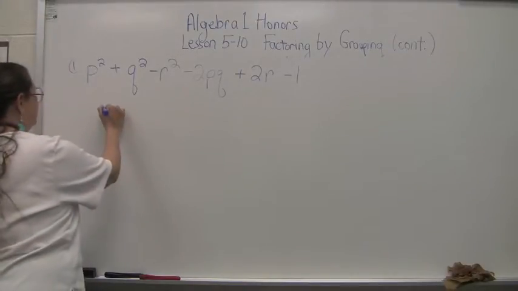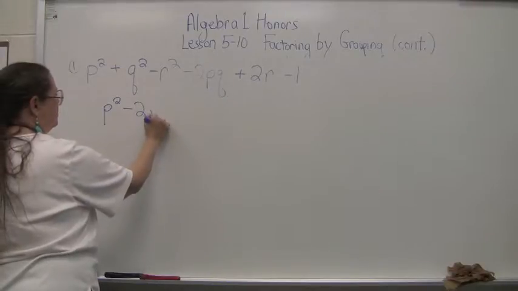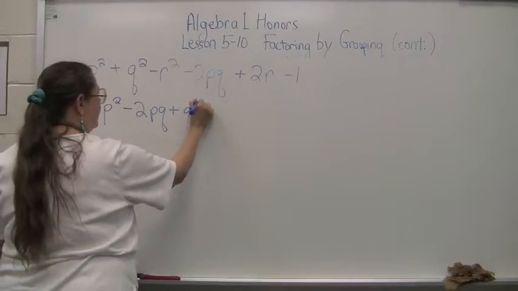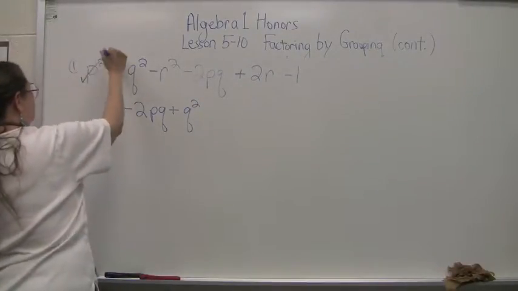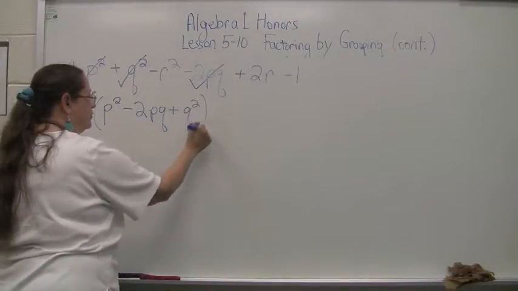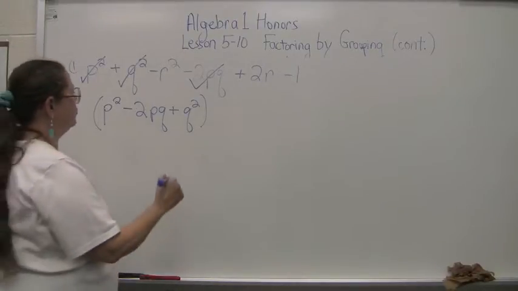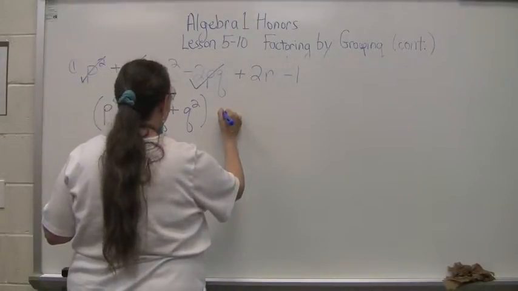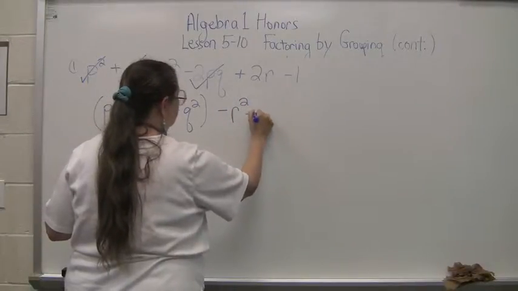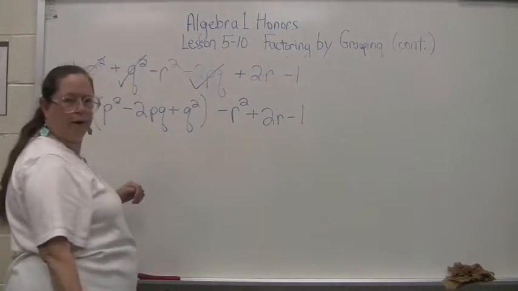So we're going to take the P squared, we're going to put that one in the middle, the 2PQ, and here's our Q squared right there. Okay, so we've used this term, this one, and this one, and we're going to group those together. Okay. Now, what do we have left? Then we're going to say, okay, what we have left is minus r squared plus 2r minus 1.